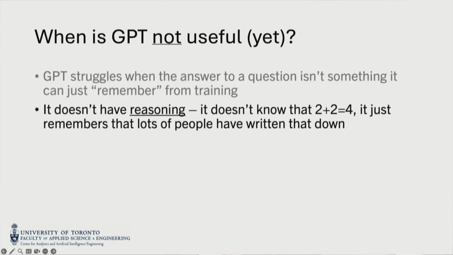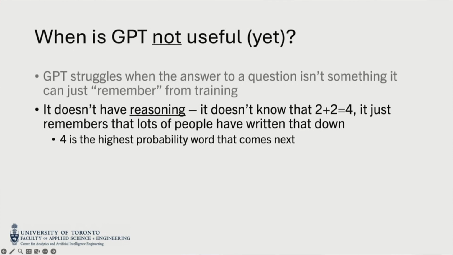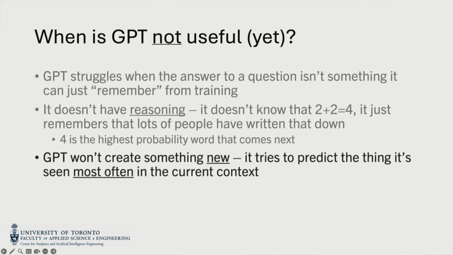When you ask GPT a question, it's not doing any reasoning. So if you say, what is 2 plus 2 equal to, it will say 4, but this isn't because it did the math. It's because 4 is the next highest probability word to appear in that sequence. GPT is not capable of creating something that is truly new. It's always trying to predict things that are seen most often in the current context.